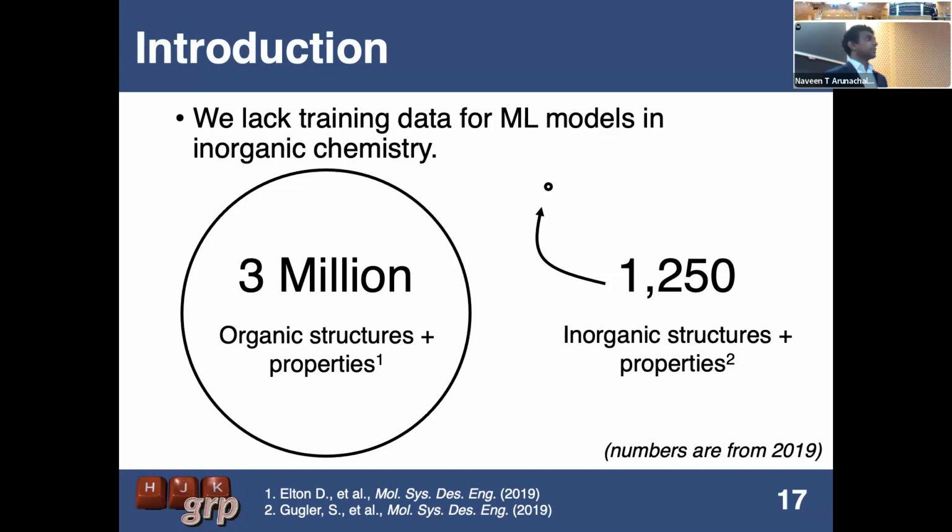And on the left, I show the number of organic chemical structures and their properties that have been computed in databases in 2019. And that number is 3 million. On the other hand, in 2019, for inorganic chemistry, the largest database of structures and their properties for transition metal complexes was only about 1,250. So as we can see, there's a lot of work that we can be doing to get the data sets up to par. So we need more data.